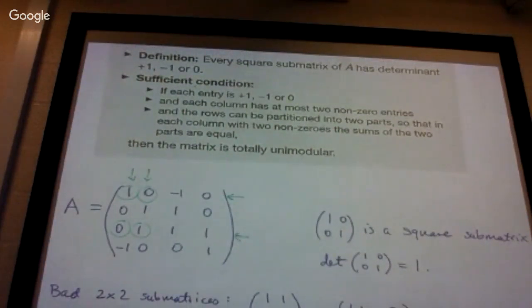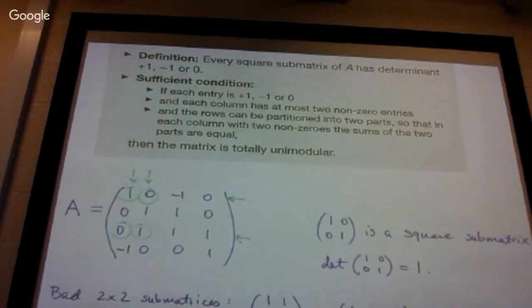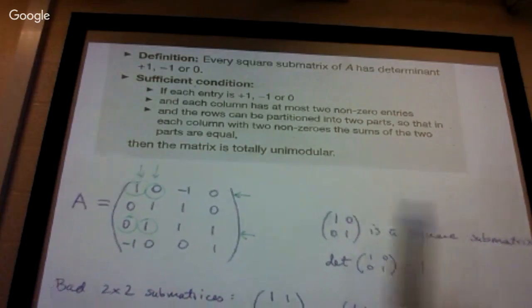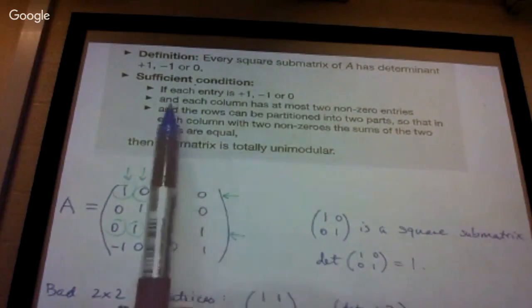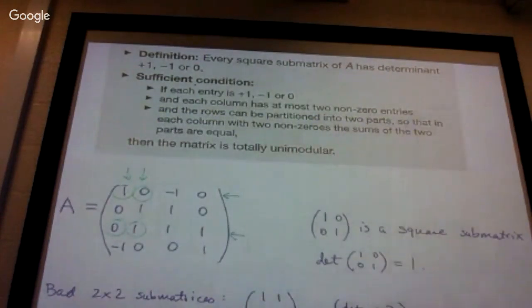there is a sufficient condition. If all these conditions hold, then the matrix is totally unimodular. Not every totally unimodular matrix satisfies these conditions, but if the matrix does, then it is totally unimodular. My matrix doesn't, because here it says each column has at most 2 non-zero entries, whereas my third column has 3 non-zero entries. So I couldn't use this criterion to decide that the matrix is totally unimodular.